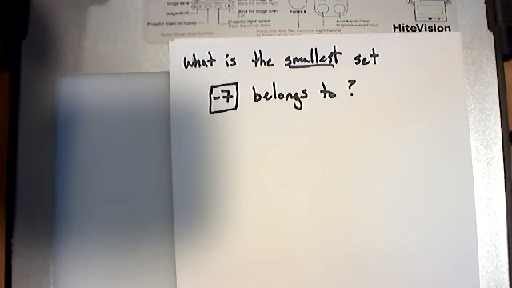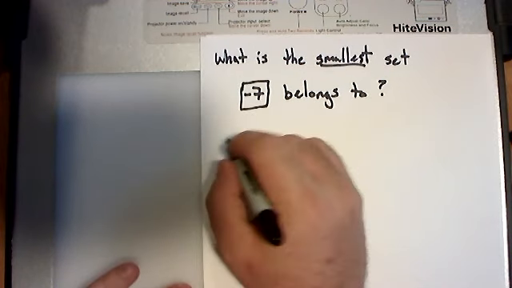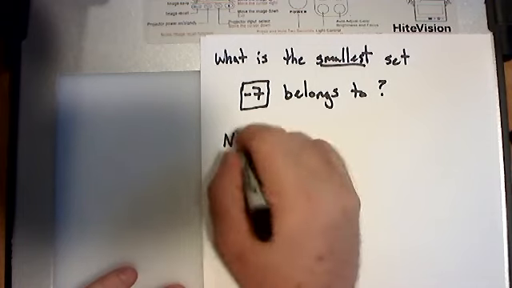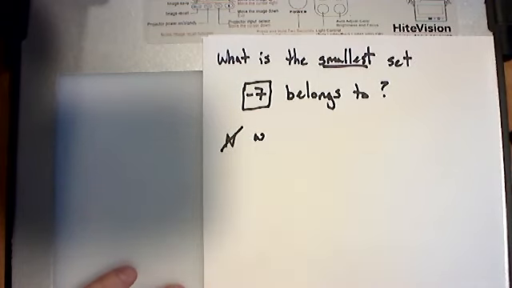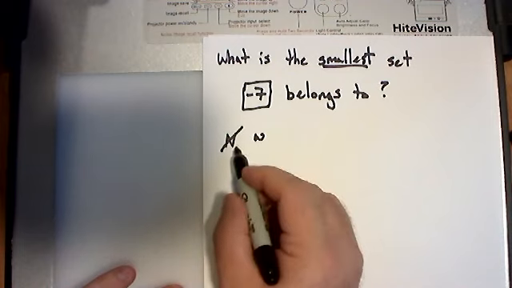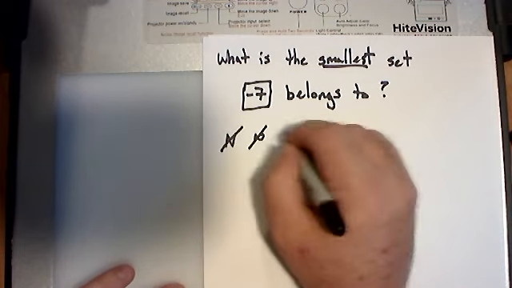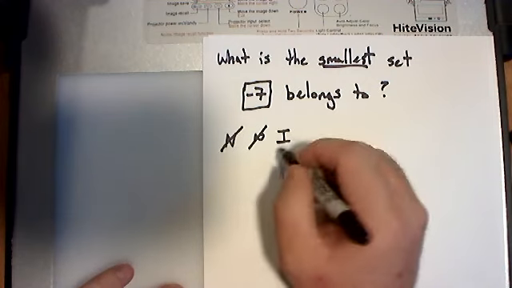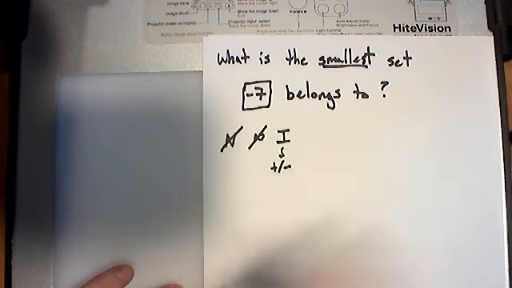Is it a natural number? Is it a whole number? Is it an integer? Is it rational? Is it irrational? Is it real? Well, let's think about this. Is this a natural number? Natural numbers are whole positive numbers, so no. Is this a whole number? No, because whole numbers are the same as the natural numbers, they just have zero. Is this an integer? Yes, because integers are the first time that we see positive and negative signs together. Yes, this is an integer.